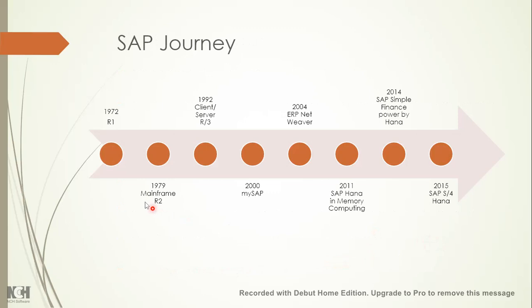And this is the SAP journey. As you can see, it started in 1972 and the first version was R1. Then in 1979 they introduced the R2 version, a two-tier SAP based on mainframe. In 1992 SAP brought in R3, basically a 3-tier architecture, so you have a client, server and applications.